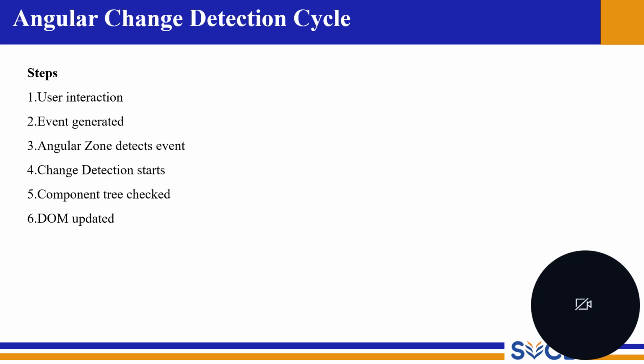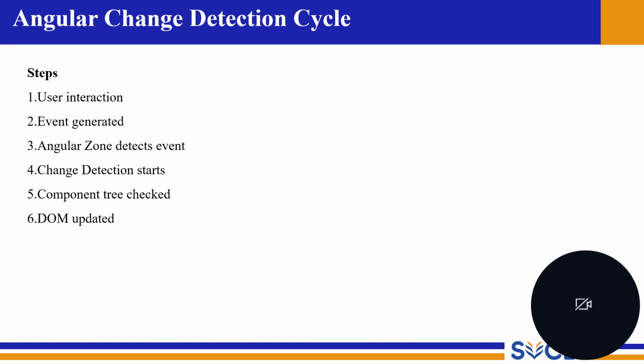The third one is NgZone detects the event. Angular uses zone.js to monitor all the asynchronous events such as user actions, API calls, timers, and promises. Whenever an event occurs, zone.js notifies Angular to check for data changes. Example, zone.js detects the button click and informs Angular. The fourth one is change detection starts. Angular starts the change detection process to check whether any component data has changed after the event. For example, the product quantity changes from 1 to 2.